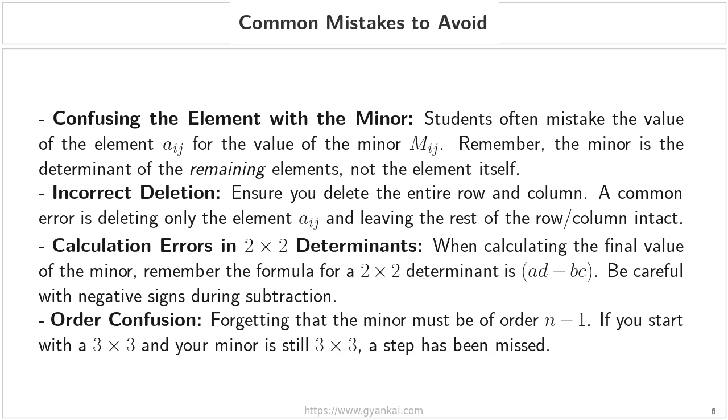Finally, keep an eye on the order of your determinant. As we discussed in our definition slide, the order must reduce. If you begin with a 3x3 determinant, your minor must be a 2x2 determinant. If you find yourself still working with a 3x3 matrix, you have missed a crucial step in the deletion process. Keep these points in mind, and you will find that calculating minors becomes much more reliable.